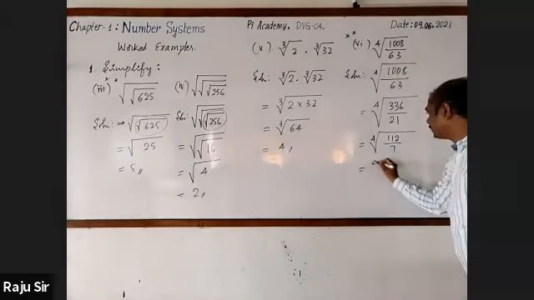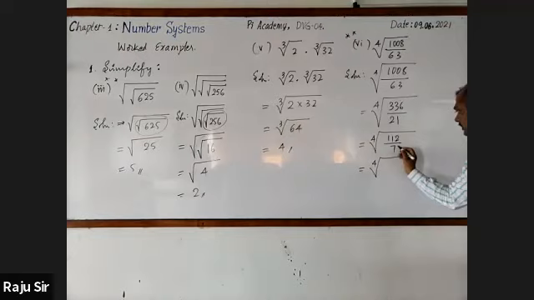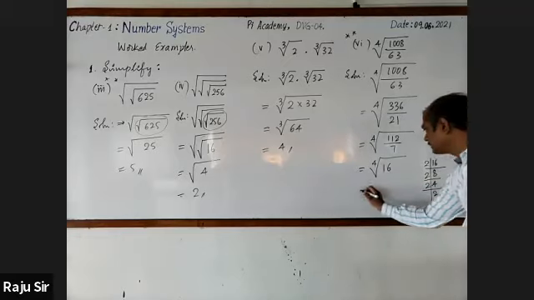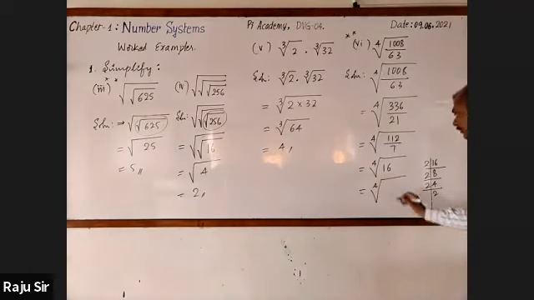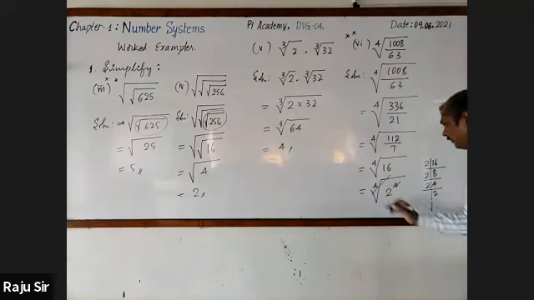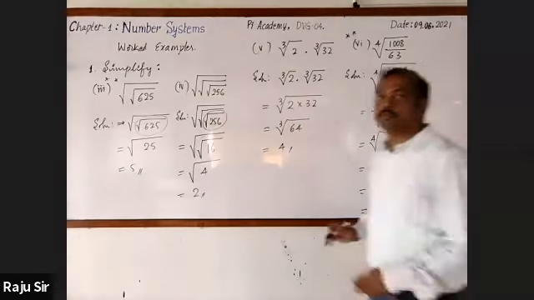Next, the fourth root of, you can cancel it. 7 ones are 7, 7 ones are 7, 4 will remain, 42. Now it is 16. Now 16 can be written like this: 2 eights are 16, 2 fours are 8, 2 twos are 4. That is, 16 can be written as 2 raised to the power 4. It is equal to the 4th root of 2 raised to the power 4. Now the 4th root and the power 4 get cancelled. Remaining, this is 2.